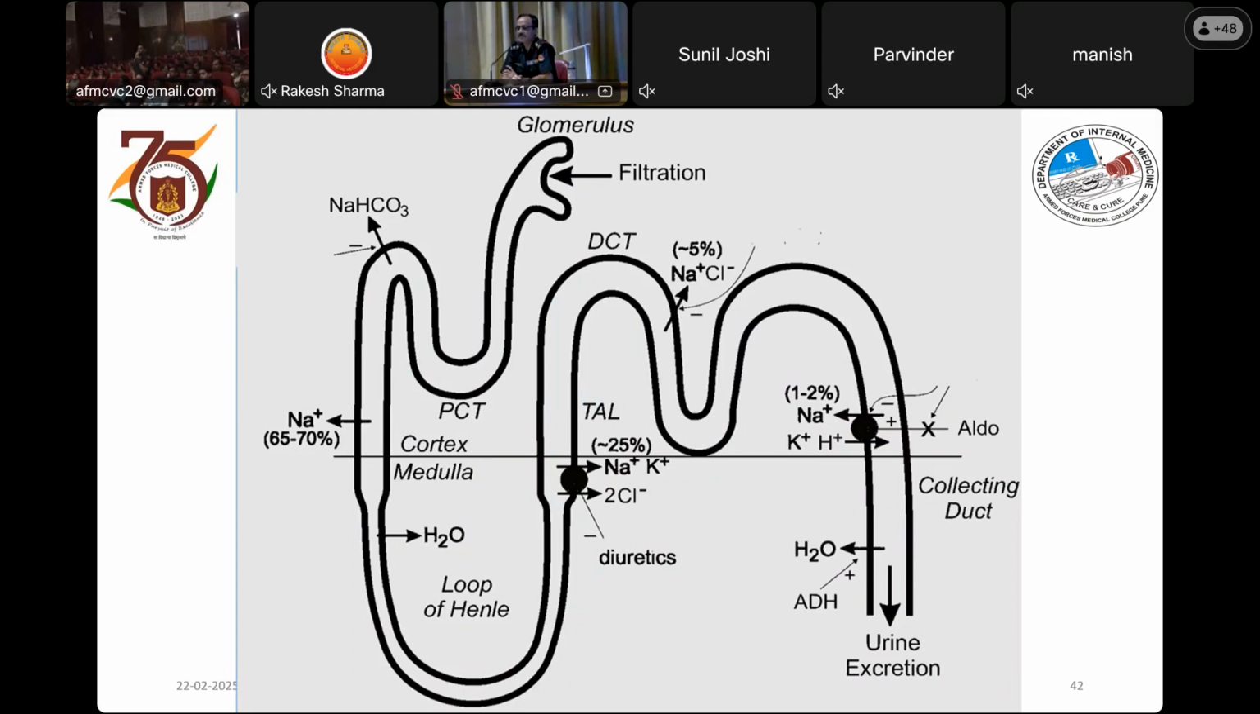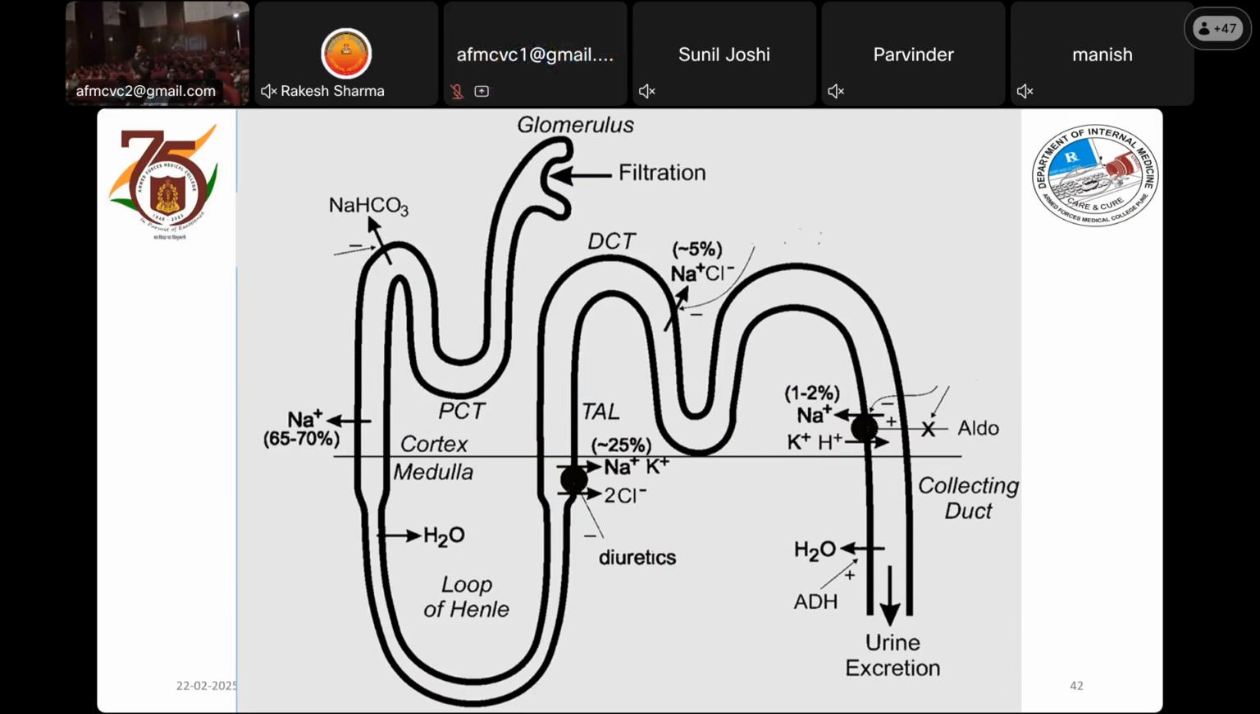At the DCT, sodium chloride is blocked by thiazide and thiazide-like diuretics. Which one is thiazide? Hydrochlorothiazide is thiazide. Thiazide-like is metolazone.